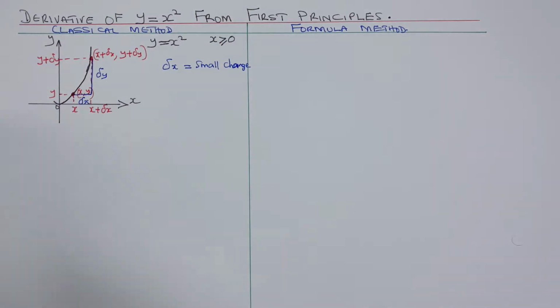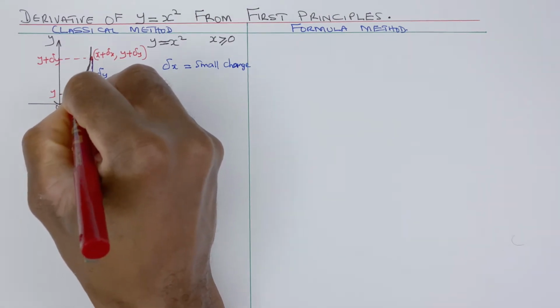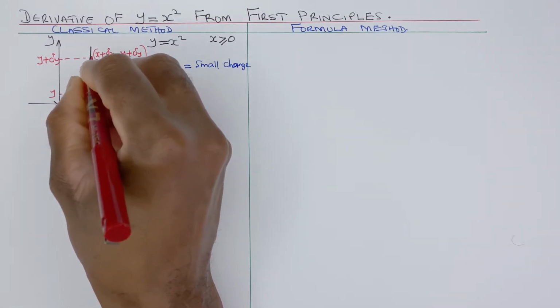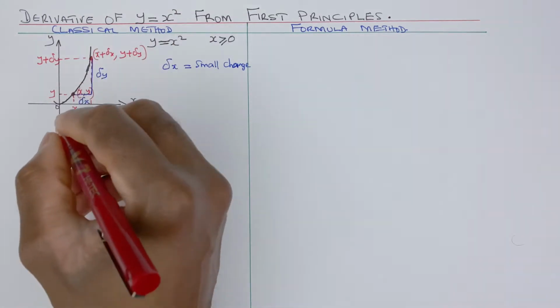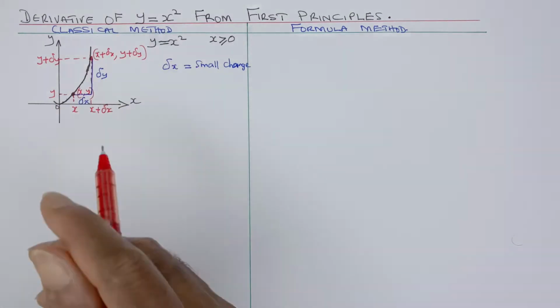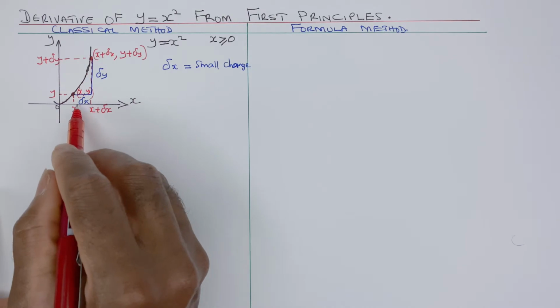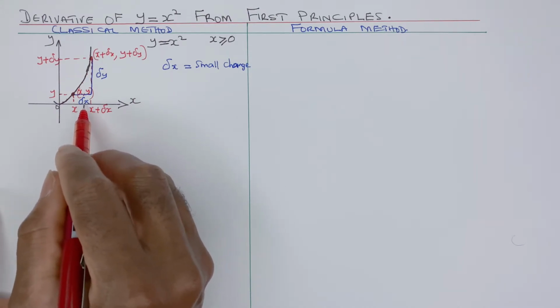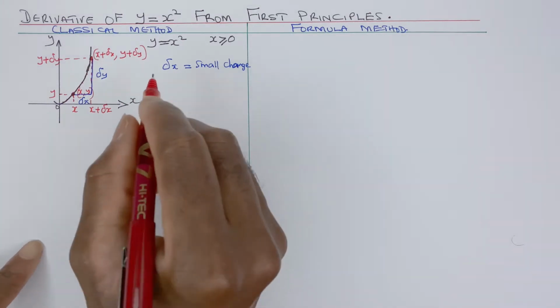Now, the gradient on a curve is changing from every point on the curve, so the gradients are not the same. So it's very difficult to find a gradient from picking two points like that if it's a curve. You can do that for a straight line, but not for a curve. That's why we're trying to keep delta x very small, infinitesimally small.